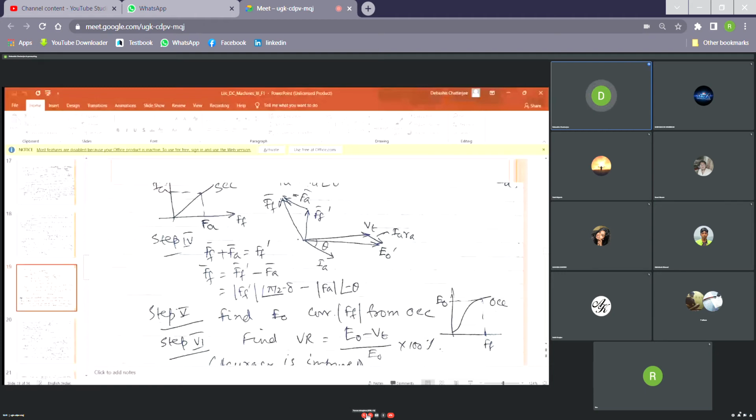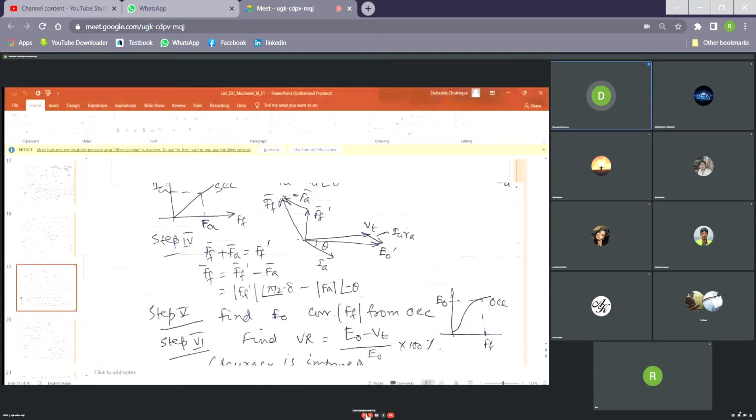So you got FF. Now once you have found out FF, from the OCC corresponding to FF, you can easily calculate E0. Now once you know E0, you know V, so you can directly calculate the voltage regulation from that formula, E0 minus V by E0 into 100%. So these are the steps that you can use to find the regulation through the MMF method.